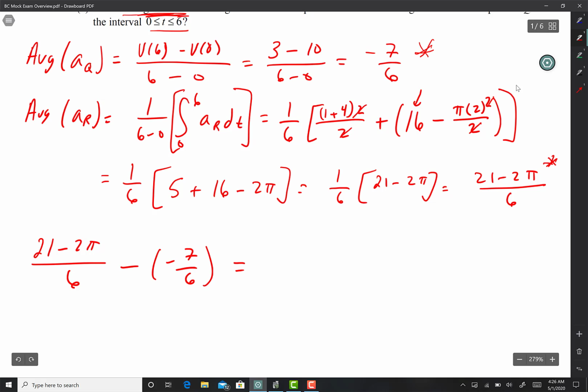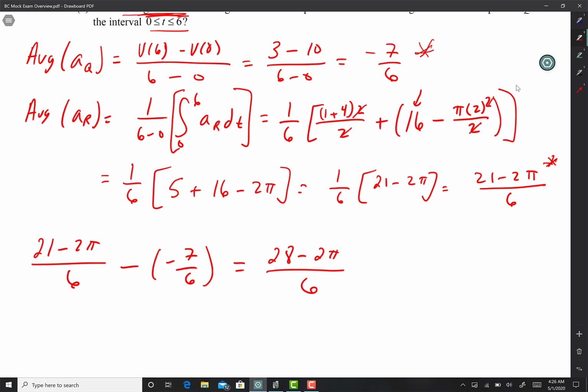And I think they're being nice to us by having the denominator be 6 there. So minus times the negative. Negative times the negative is a positive. So 21 plus 7 is 28. So 28 minus 2 pi over 6. And you can actually leave it like that, guys. This is how much more greater it is.